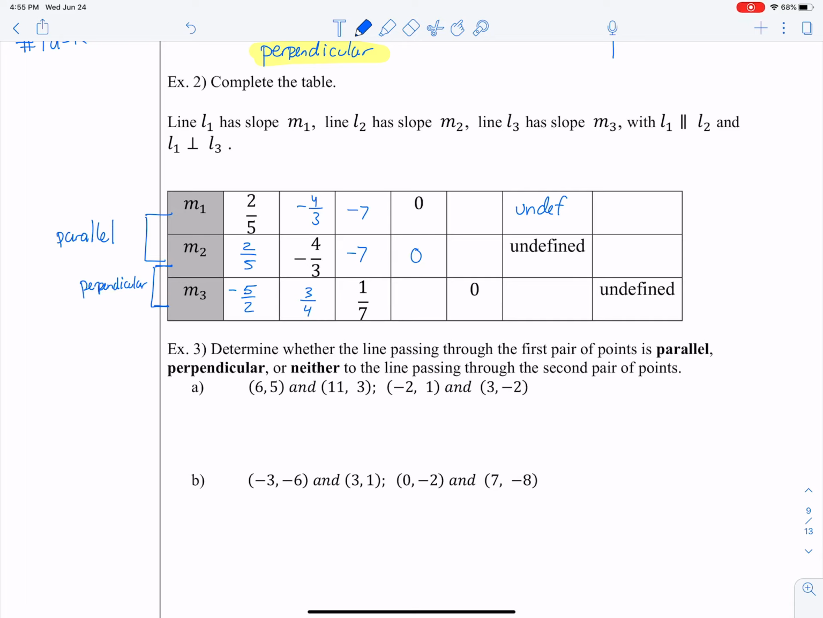The perpendicular of 0 is undefined. And same here. And then this is parallel, so you just write the exact same thing. Here we're going to go to 0, 0, 0. Okay, so you're going to fill in that table.